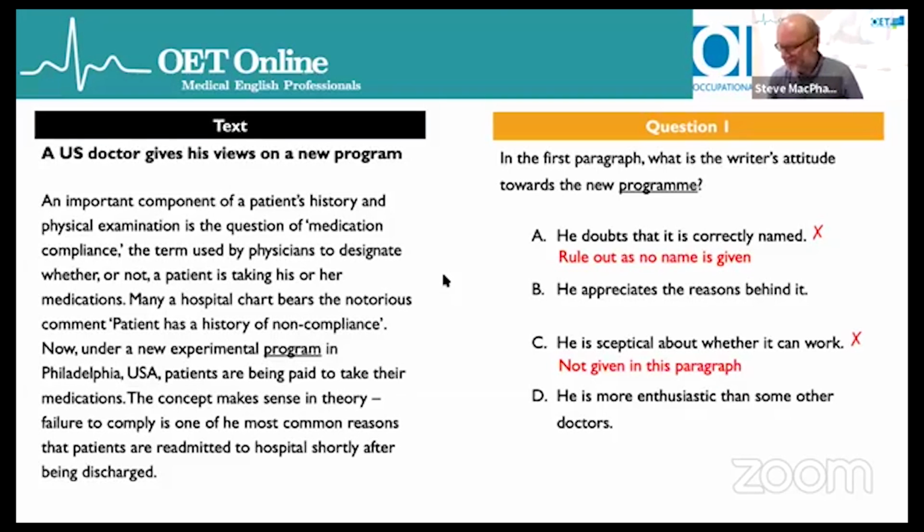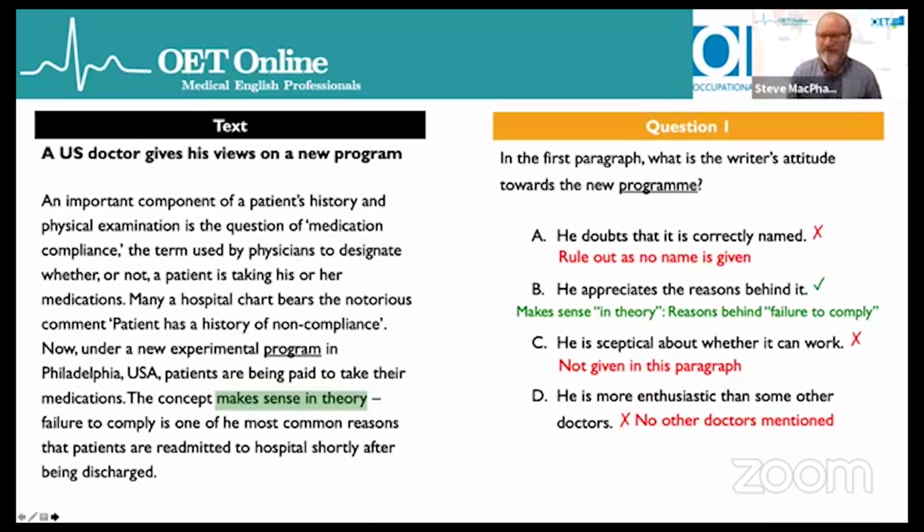So some of you chose C. Now C is not correct. He's skeptical about whether it can work. I can sort of see why you'd imply that. But the question says, what's his attitude to the new program? I'll show you where the answer is. No one chose D. That was easy to rule out because it says he's more enthusiastic than other doctors, but there weren't any other doctors mentioned, so we could easily rule that out.